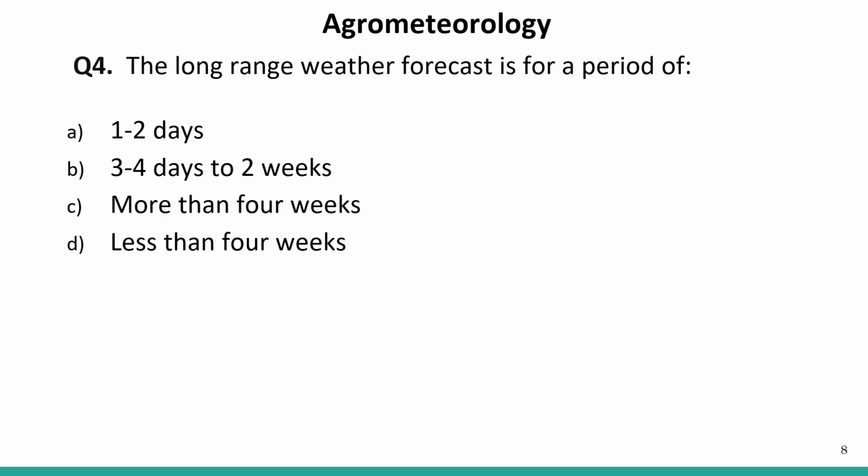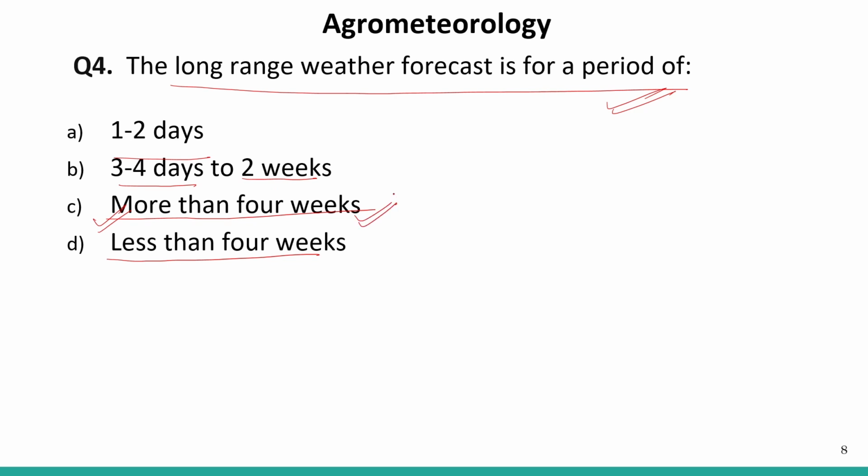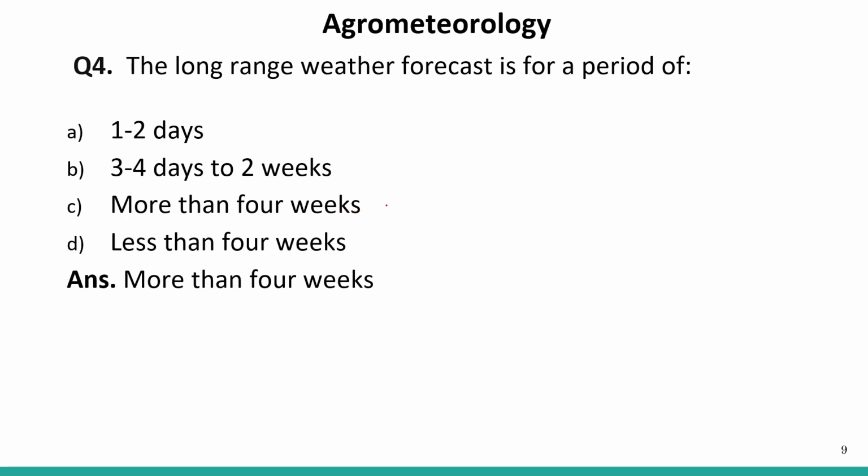Next question. The long range weather forecast is for a period of 1 to 2 days, 3-4 days to 2 weeks, more than 4 weeks, or less than 4 weeks. More than 4 weeks means we are taking a month or more for the weather forecast, so that is the longer range. So more than 4 weeks is the correct answer.